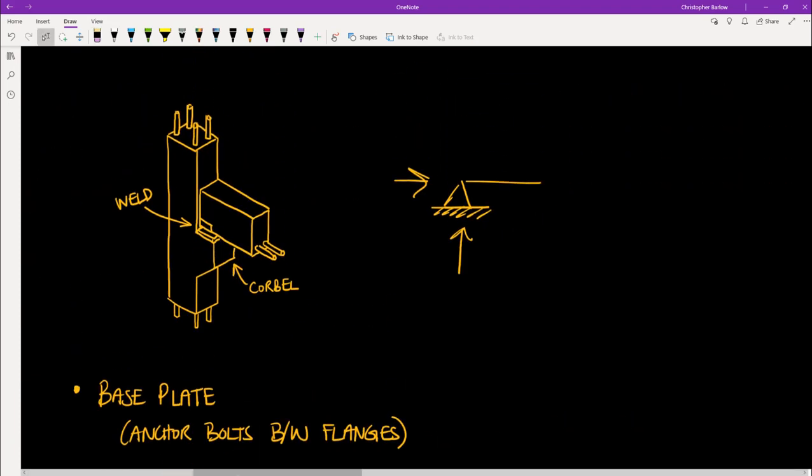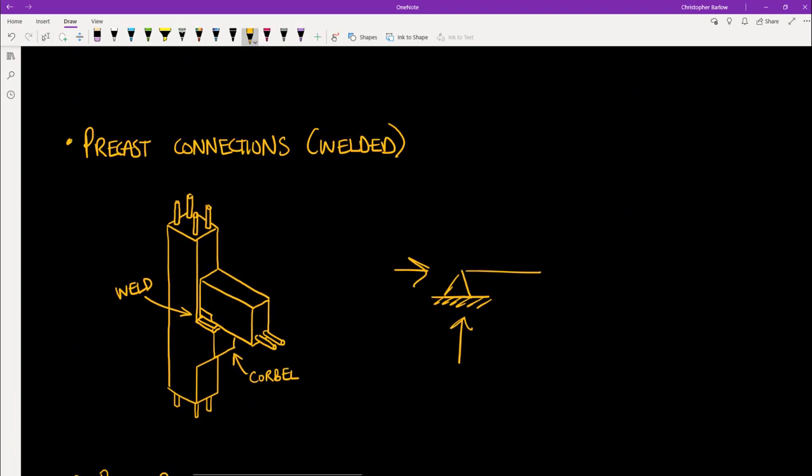Also, if we take a look at our precast again, this time we have two steel plates connected to these precast members, and we are applying a weld between the two. Now we can call this a pinned connection, where we can pass a vertical force into the supporting column, as well as an axial force.